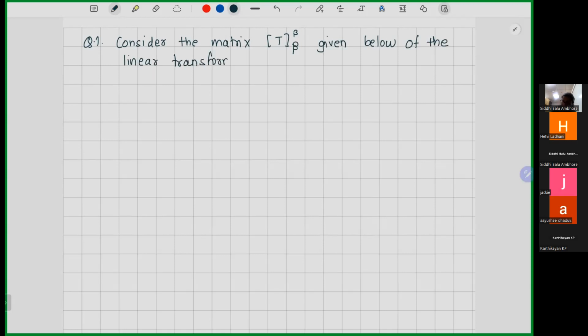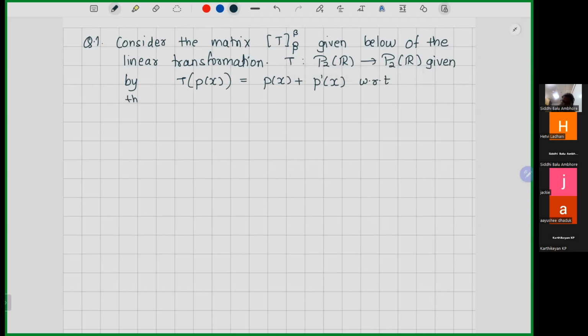We are considering this matrix of a linear transformation T from P to P, where P is the space of all polynomials in one variable of degree less than or equal to 2, such that T of p(x) is equal to p(x) plus p'(x). So it is differentiating p with respect to x. This linear transformation matrix is with respect to the standard ordered basis beta equal to {1, x, x square}.